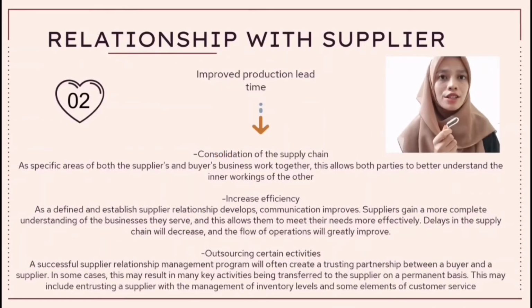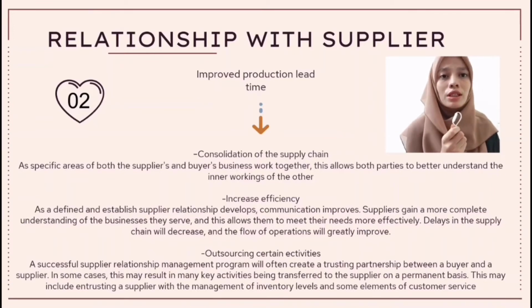The second reason for a relationship with suppliers is improved production lead time. This will lead to 3 points, which are consolidation of the supply chain, increased efficiency, and outsourcing certain activities. For consolidation of the supply chain, as specific areas of both the supplier's and buyer's business work together, this allows both parties to better understand the inner workings of the other.